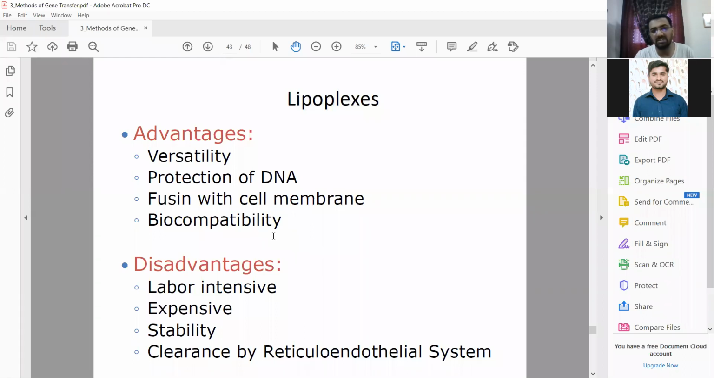I have been using these lipoplexes during my own work. Certainly, these lipoplexes and polyplexes have a transient expression, because most of the time the DNA which we have transferred doesn't get integrated into the nuclear genome, but we have good results. So it's not a big deal that they are transient.